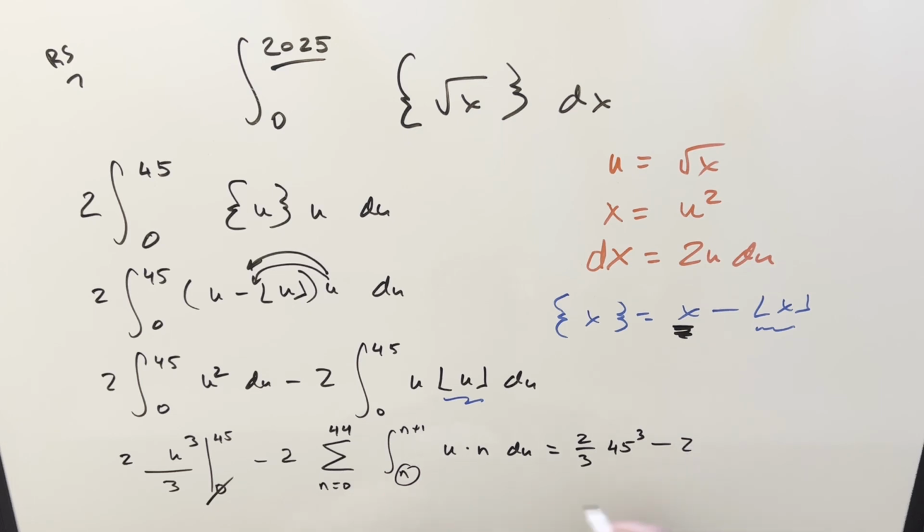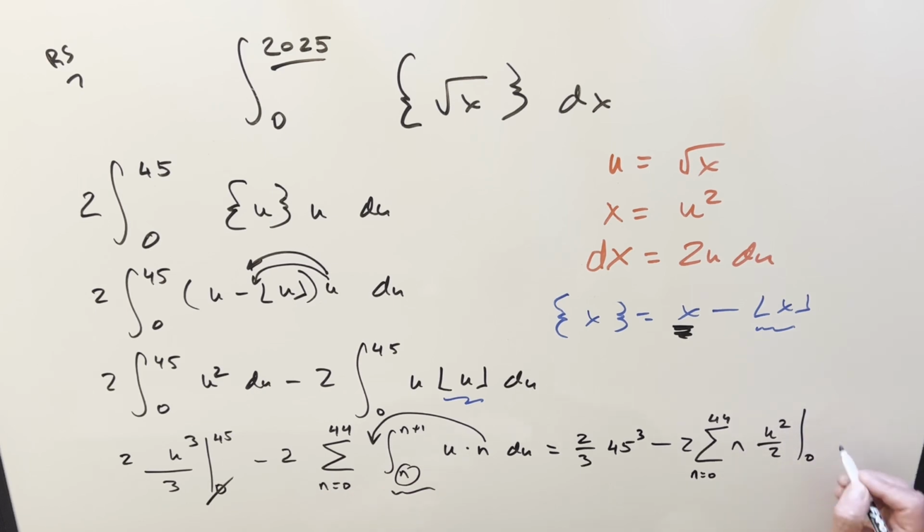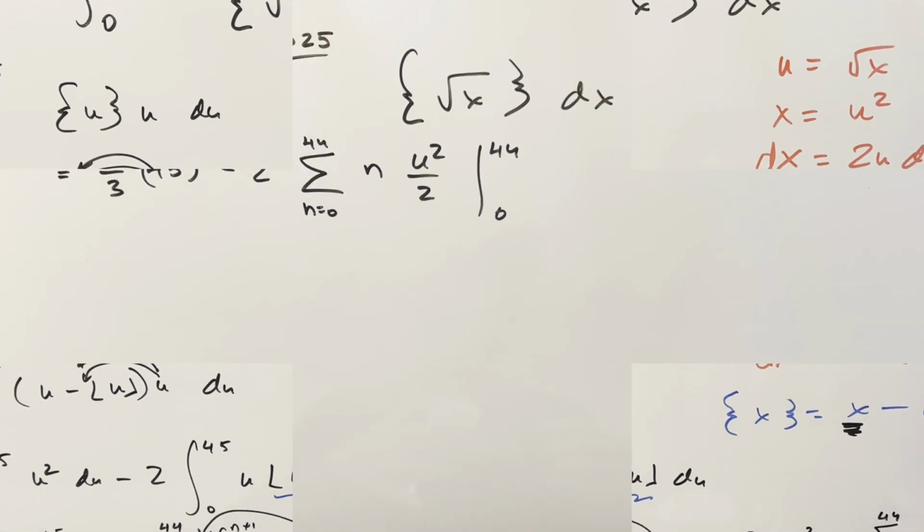And then minus 2. Here, the n can come out front of the integral. But with the n out front, we can just go ahead and integrate. So again, we're going 0 to 44. N times integrating this is going to be u squared over 2 from 0 to 44. So let me just clean up the board and we'll see if we can finish this thing off.